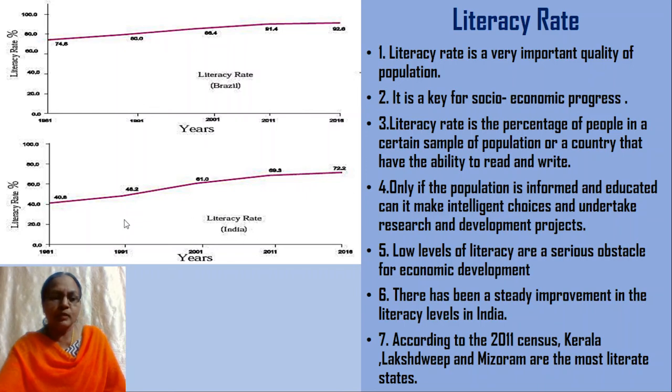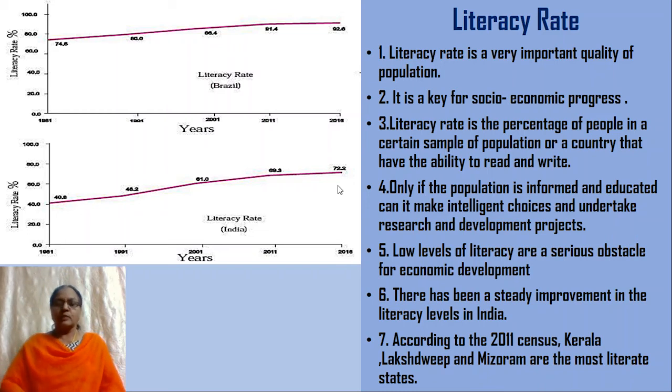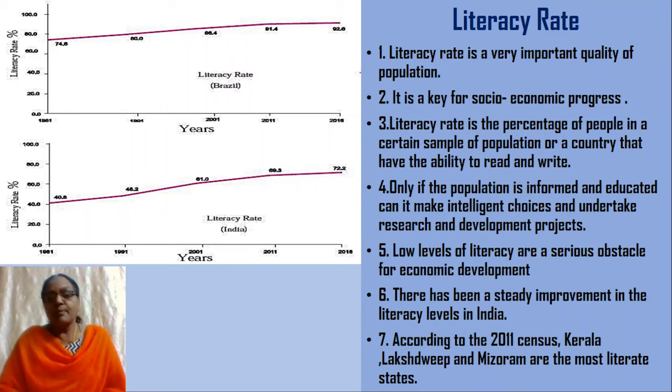Look at India then. Again, in 1991, we find literacy rate was 46.2. It showed a steady increase, and in 2016, the literacy rate of India was 72.2. Now, why is literacy important? Now, only if the population is literate will it be informed about the happenings around, because only an educated population can make intelligent choices and undertake research and development projects.